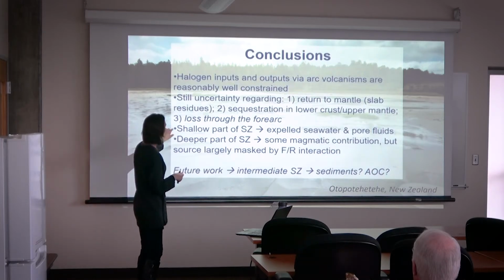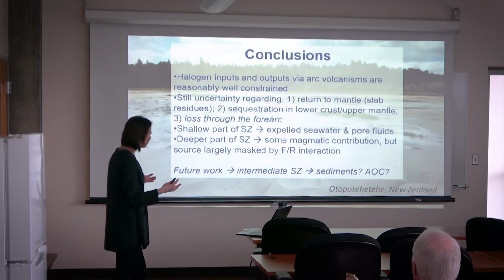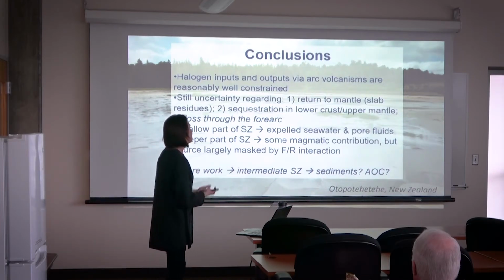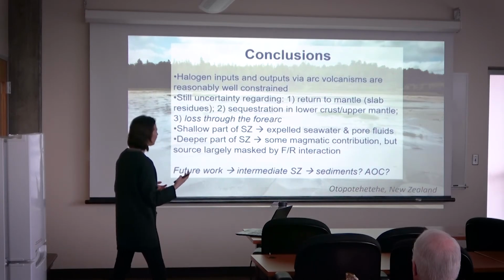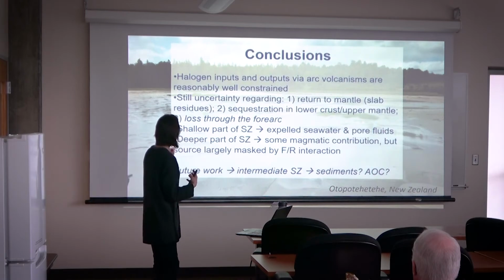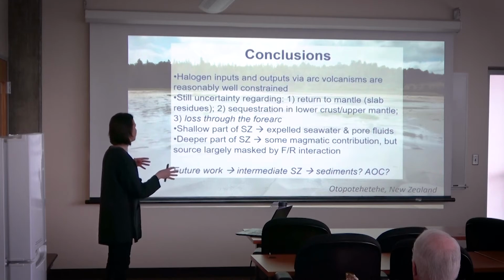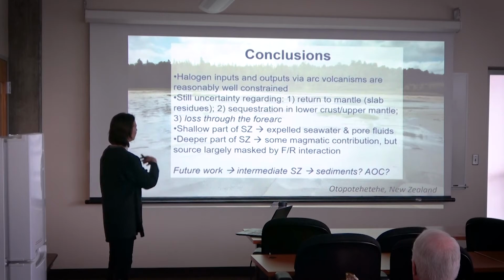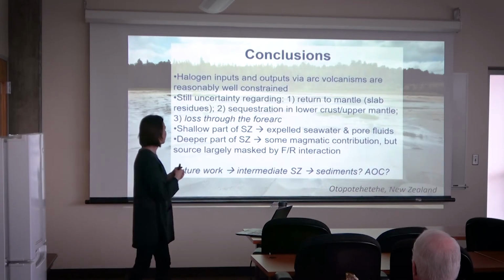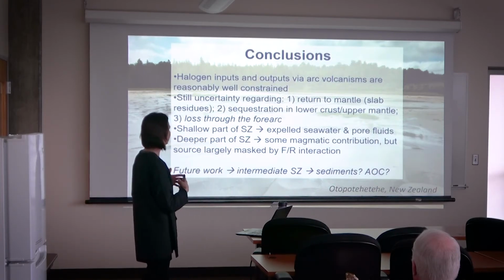In the very shallow part of the subduction zone in New Zealand, we look at expelled fluids, and a lot of the source is coming from just seawater, or what I would argue would be altered seawater and sedimentary pore fluids, maybe some dehydrating sediments. And then in the deeper part, looking at Cascadia, maybe some magmatic contribution, but the subduction source is largely masked due to fluid rock interactions. And some future work will look at this intermediate zone, and maybe we'll start to see if there's more sediment dehydration or altered oceanic crust.